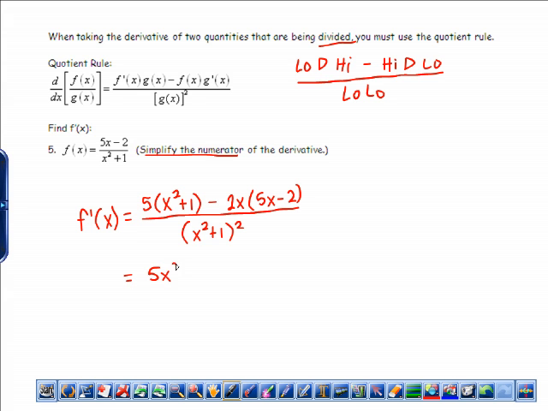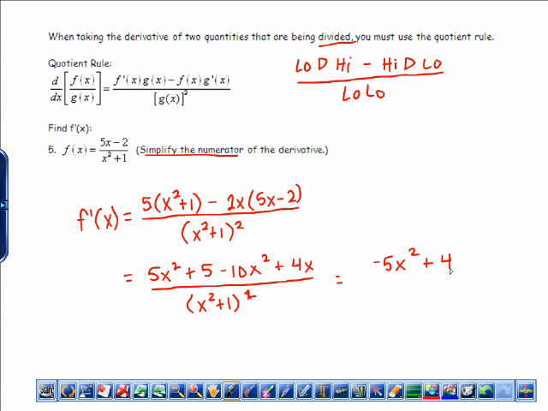Alright, so this is going to be 5x squared plus 5 minus 10x squared plus 4x all over x squared plus 1 squared. And then one last step to simplify. I'm going to do this over here. We end up having negative 5x squared plus 4x plus 5.